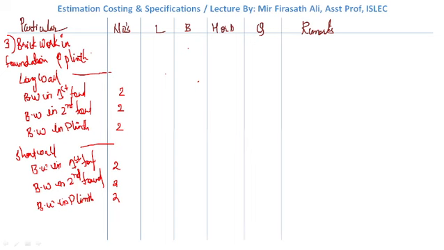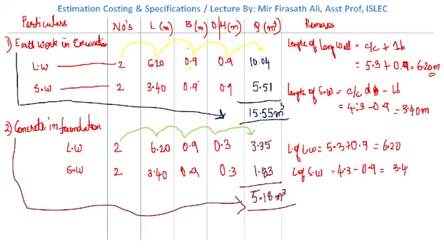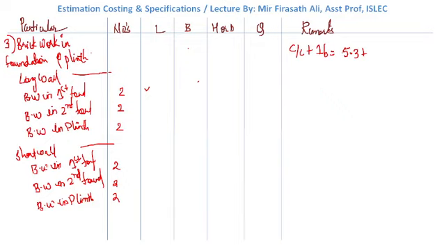Now look at the length of the first foundation. What is the formula? Center to center length plus 1 breadth. Center to center distance is 5.3 plus 1 breadth. What is the breadth of the first foundation? It is 60 centimeters, which if we convert, we get as 0.6 meters.